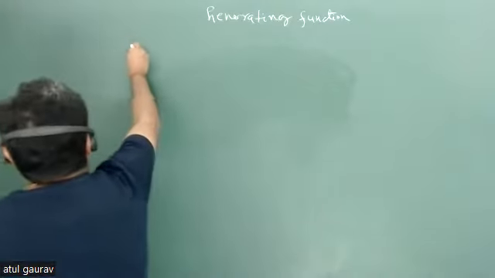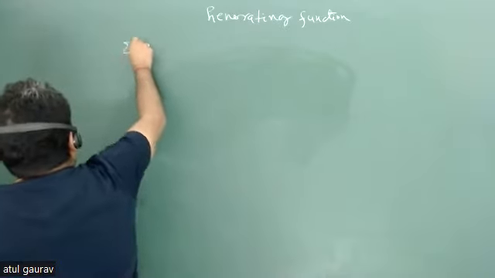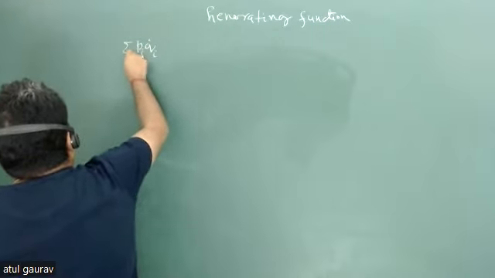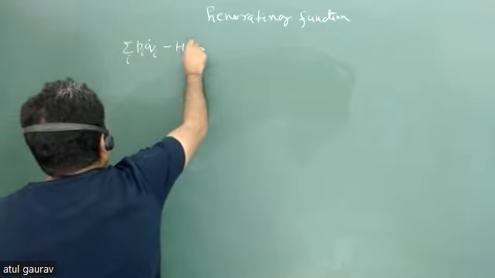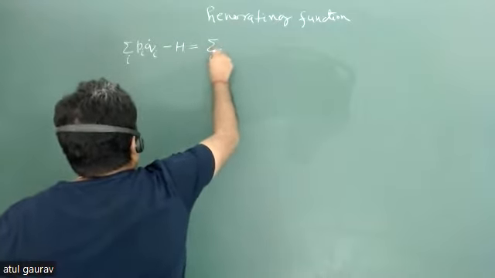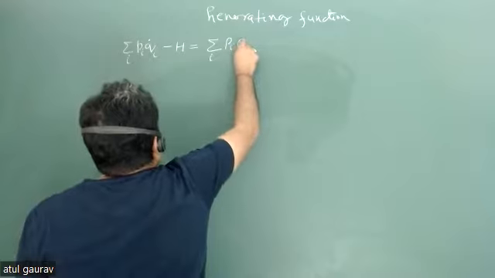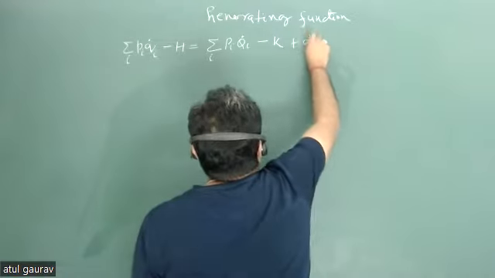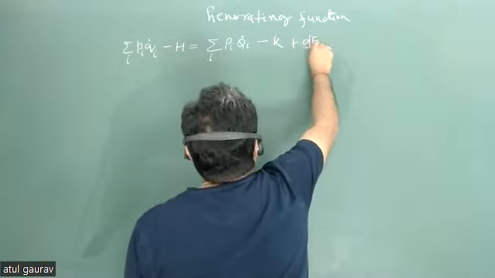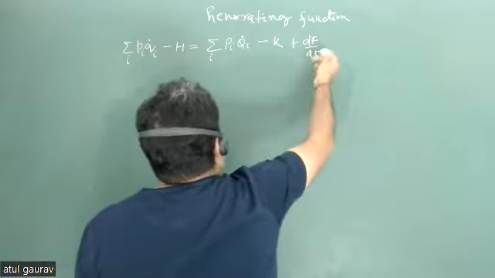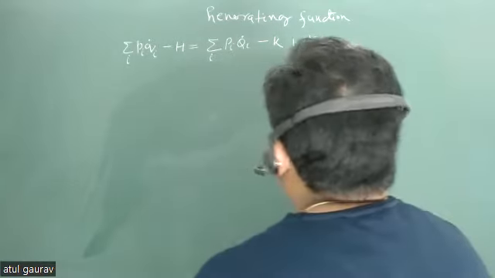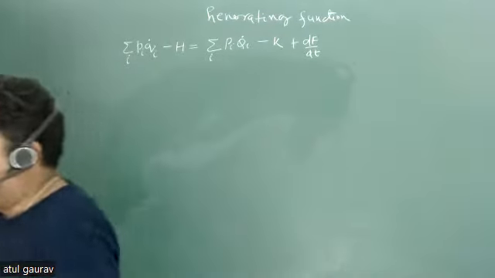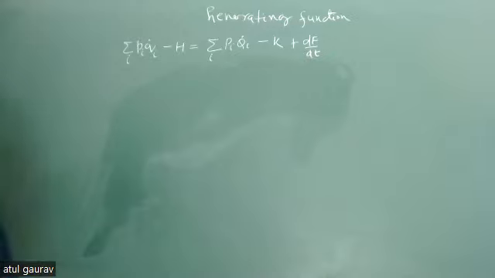So in last class, we basically had summation over Pi Qi dot minus H is equal to summation over i Pi capital Qi dot minus K plus df upon dt. Right? Or del f upon dt or df upon dt is there. So now let's go for F2 type generating function. So what is this F2 type generating function?